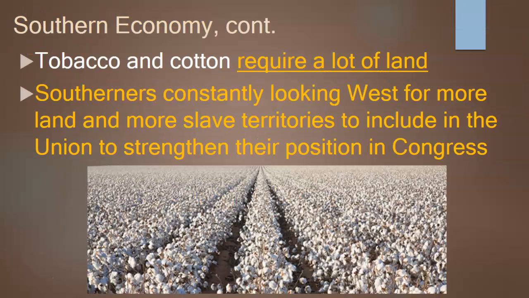Tobacco and cotton, no matter which one you're growing, require a lot of land. So the Southerners are constantly looking out west for more land and more slave territories to include in the Union and strengthen their position in Congress, and then also just to make more money. Because again, the more you can plant, the more money you can make.